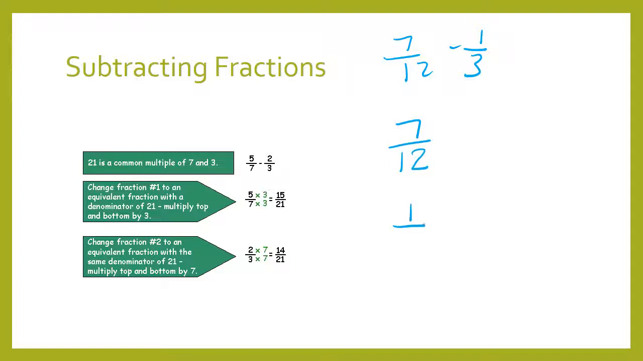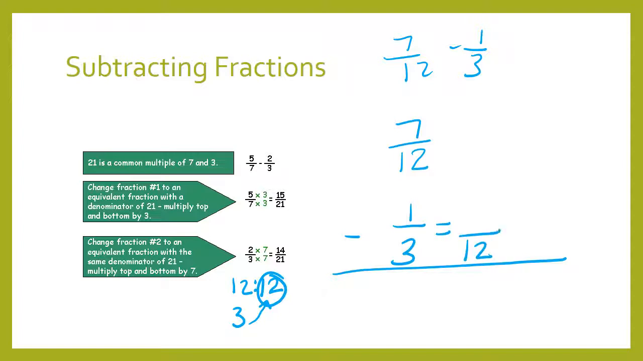write them vertically very neatly, and make sure that I copied it correctly. I can't go ahead and subtract because I don't have common denominators. So I'm going to list my denominators and I'm going to start listing the multiples. 12 times 1 is 12. Can 3 go into 12 evenly? Yes. So right there is my least common multiple and I'm going to use it as my common denominator.